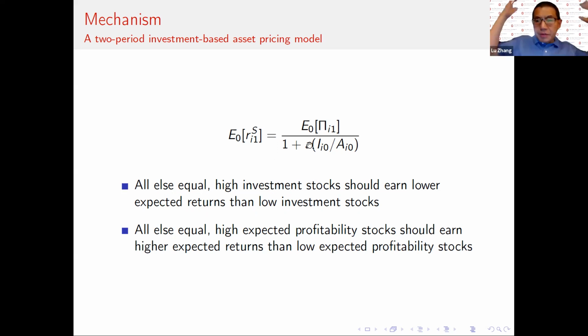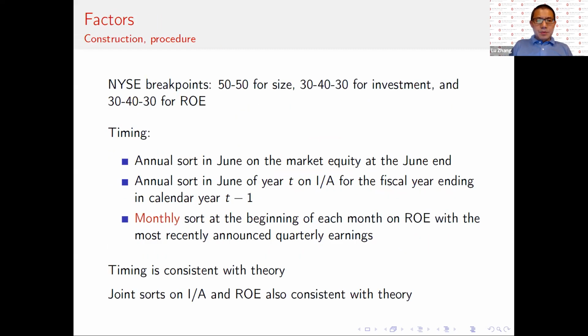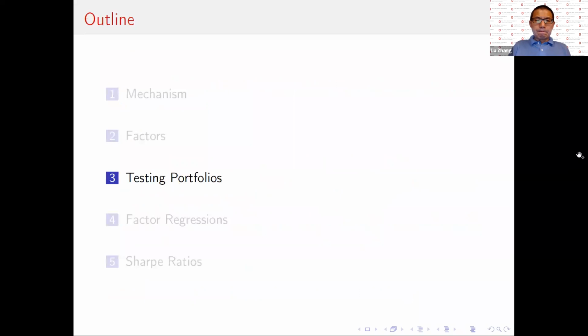And it is the three equations that follow this nonlinear relation. In particular, in the data, investment and profitability also tend to be positively correlated. Profitable firms tend to invest more. So that's why we ended up doing the triple sort on size, investment, and ROE to construct our investment and ROE factors. On top of that, it has the added empirical benefit that our investment factor and ROE factor are pretty uncorrelated. In the data, the correlation is only 6%, which is small.